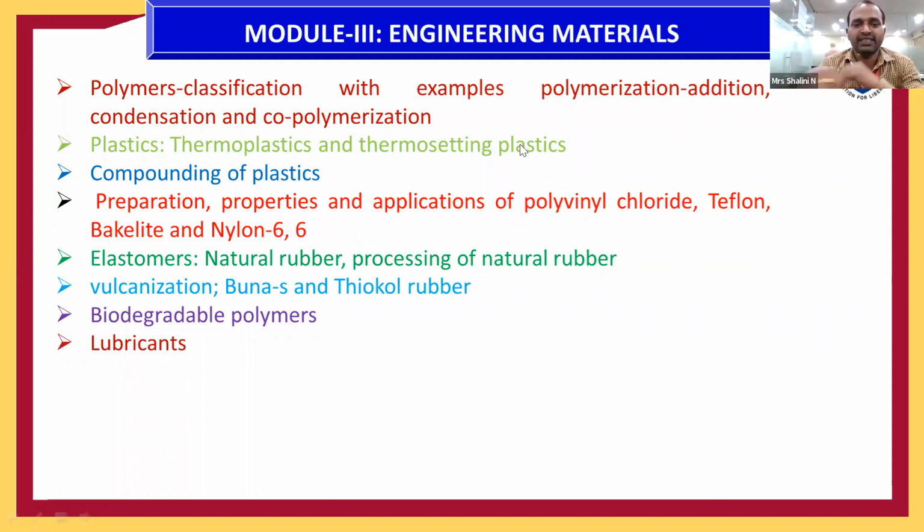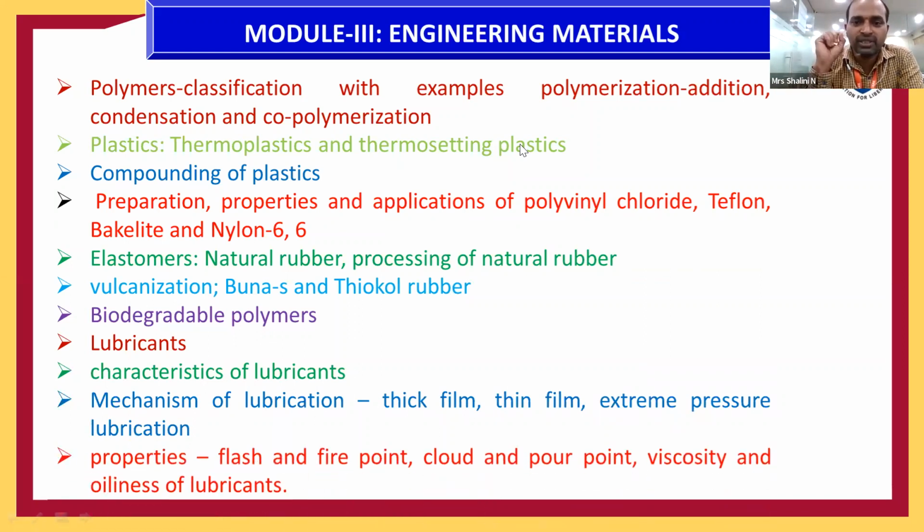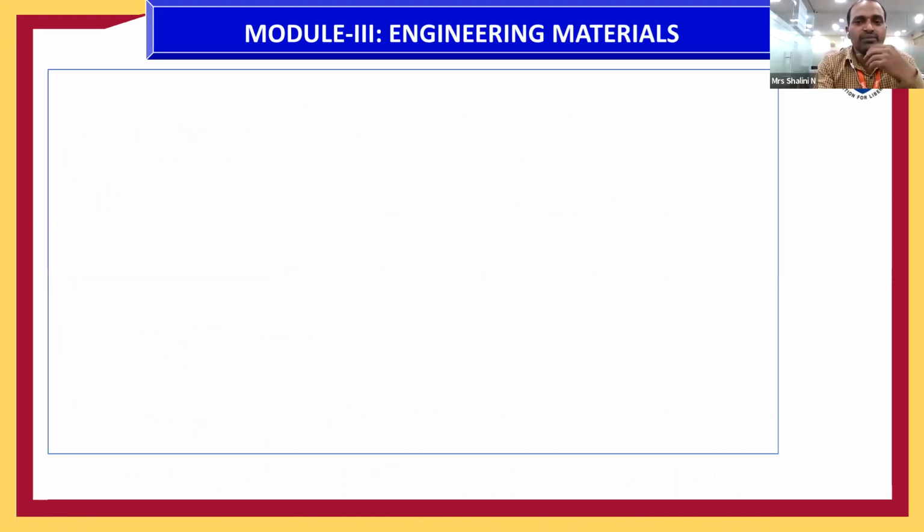Next is the lubricants. In the lubricants, the introduction covers the characteristics of lubricants and the mechanism of lubricants, that is thick film lubrication, thin film lubrication, and extreme pressure lubrication. Last is the properties of lubricants: flash point and fire point, cloud and pour point, viscosity and oiliness of lubricants. These are all the module 3 topics. Today we'll discuss the classification of polymers. Before that, we'll discuss what a polymer is.